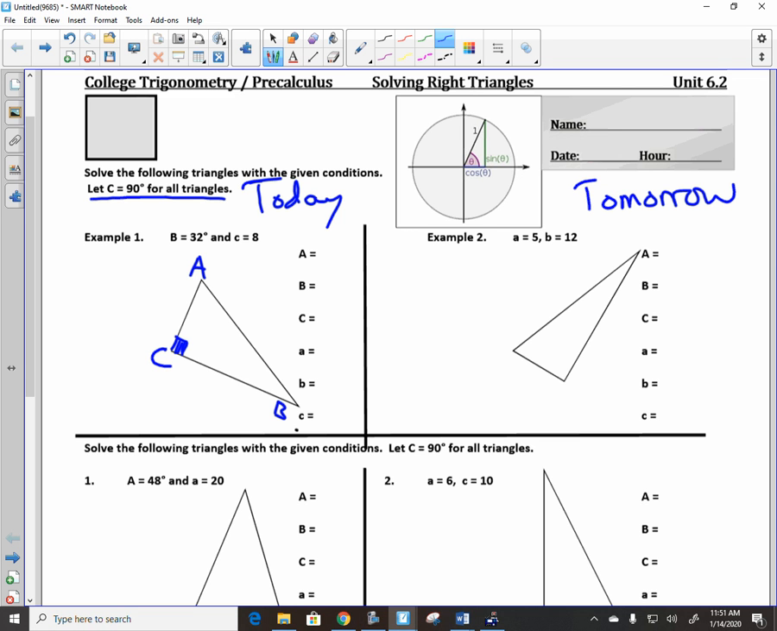How do we know how to label the sides? The sides are lowercase letters and they go opposite the angles. So angle C, this would be side C because it's opposite that angle. Side A is opposite angle A. And side B is opposite angle B. We can see that we have 6 blanks here. Which ones do I already know? Angle B is 32 degrees, angle C is 90 degrees, and side C is 8.